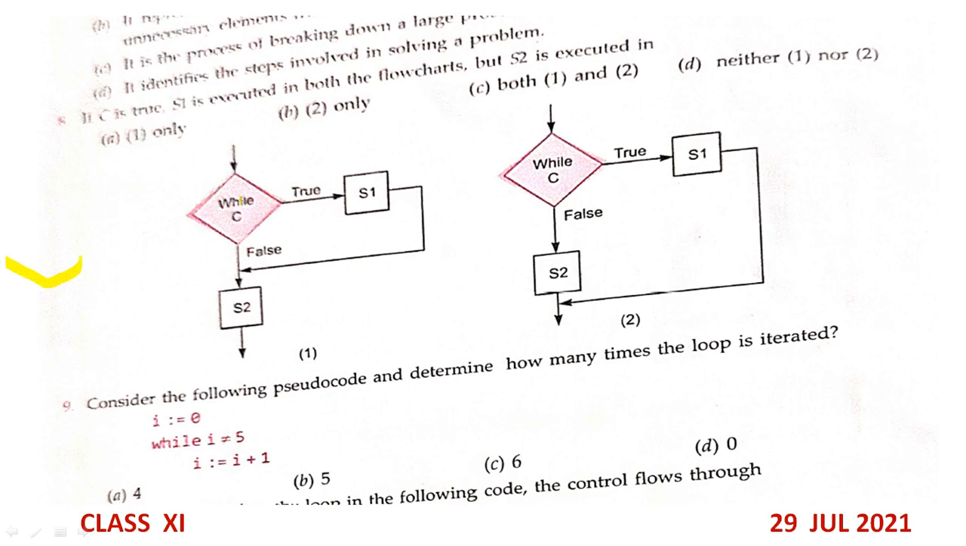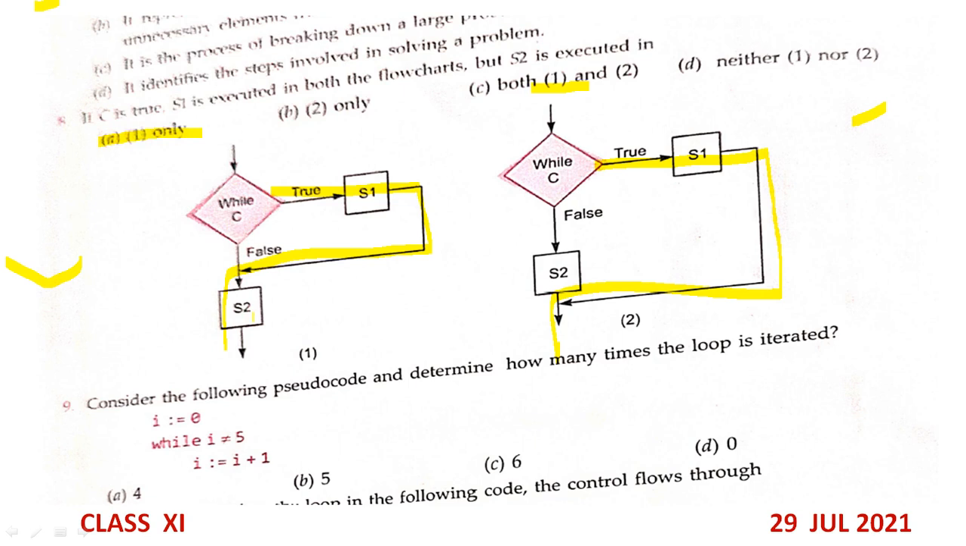You can see your flow chart here, here it will go in true, but in continuation it will continue here. So in S2 it will be executed in 1, whereas you can see here, if it is found true, it will come to S1 and it will bypass S2, means it will not reach S2. So your answer will be 1 only. S2 will execute in 1.